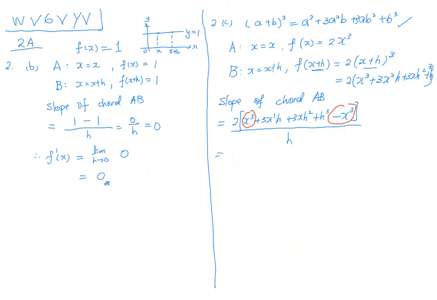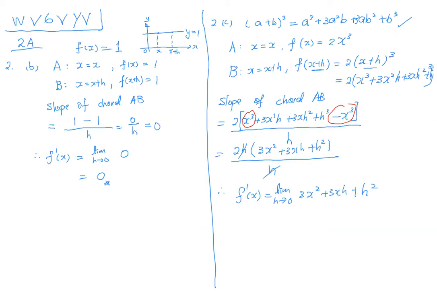So now you factorize out the h. So you got 3x squared plus 3xh plus h squared over h. Cancel off the h. So therefore, f prime x, you write down the limit, h tends towards 0, of 3x squared plus 3xh plus h squared. As h tends towards 0, h squared tends towards 0, 3xh also tends towards 0. So therefore, answer is 3x squared.